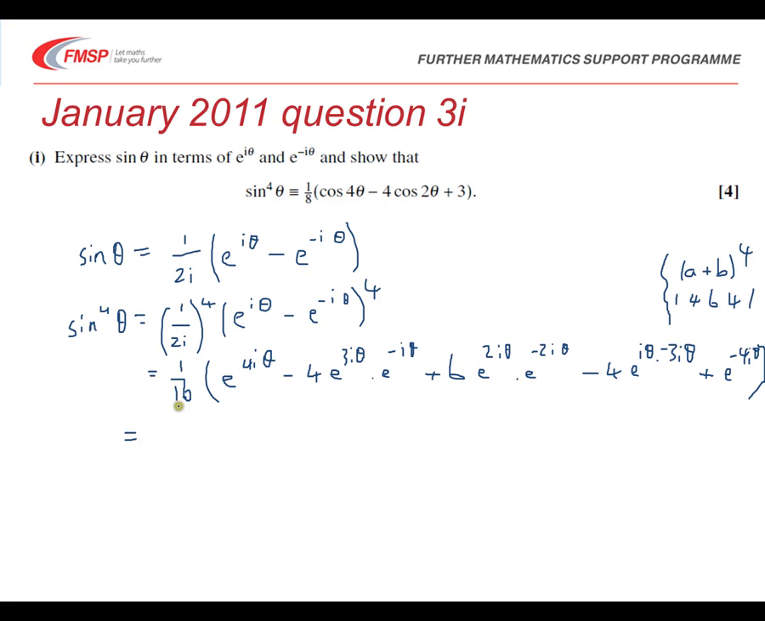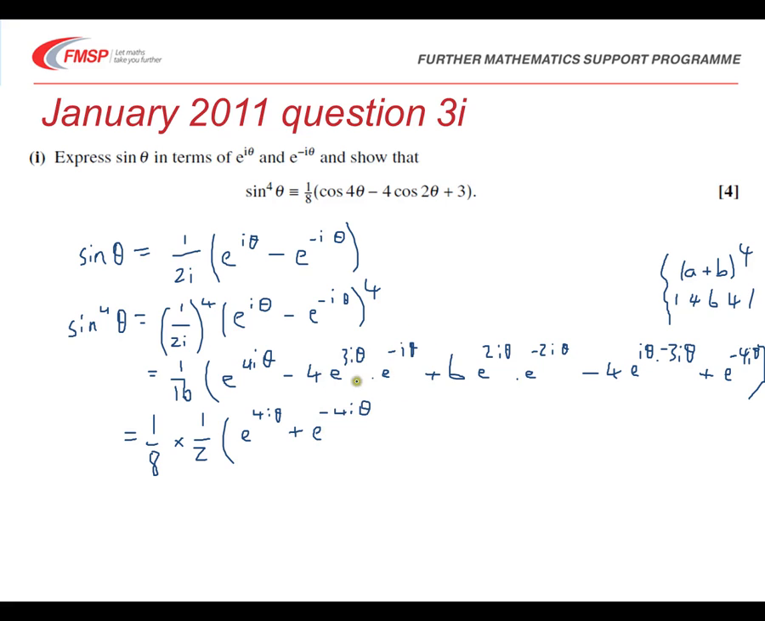I also know that the cos terms have a half on the front, so I'm actually just going to split this 16th into an 1/8 times by a half. Then I've got my half on the front, and that leaves me e to the 4i theta plus e to the minus 4i theta. I've then got a couple of terms here, 4 e to the 3i theta times e to the minus i theta.